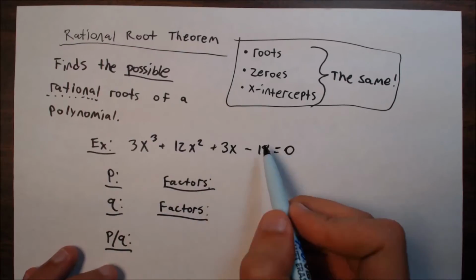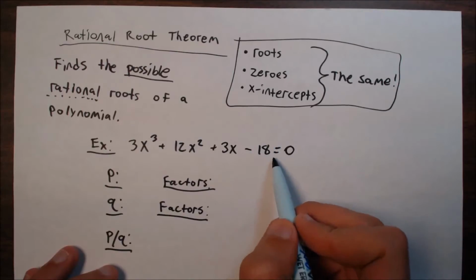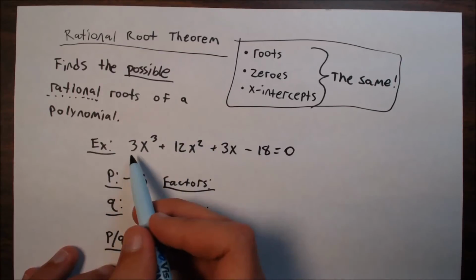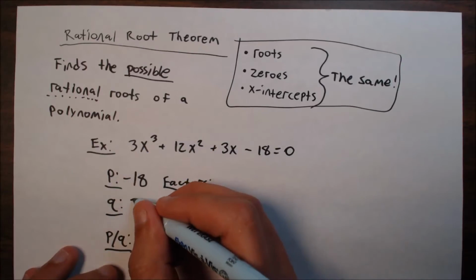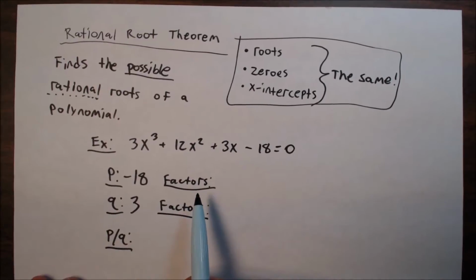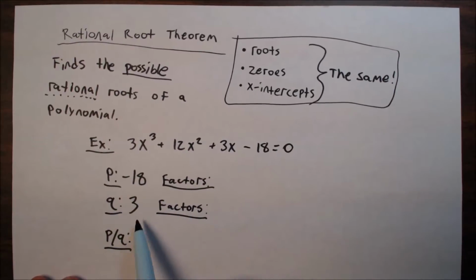P is always the last number. It's the constant at the end of the polynomial. So negative 18, that's P. Q is always the leading coefficient, so it's 3. And what we're going to do here is list out all the possible factors of P and all the possible factors of Q.